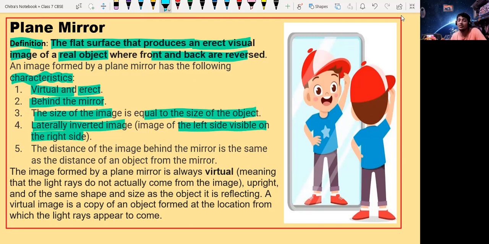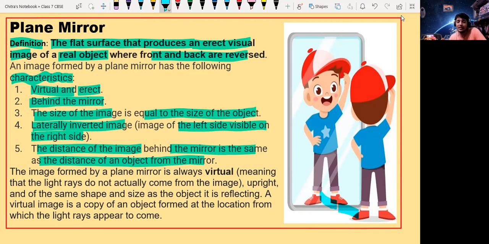It is called an inverted image, or inversion in configuration. The distance of the image behind the mirror is the same as the distance of the object in front of the mirror. Meaning the distance from the mirror to the object is always equal to the distance from the mirror to the image. That will always be the same.